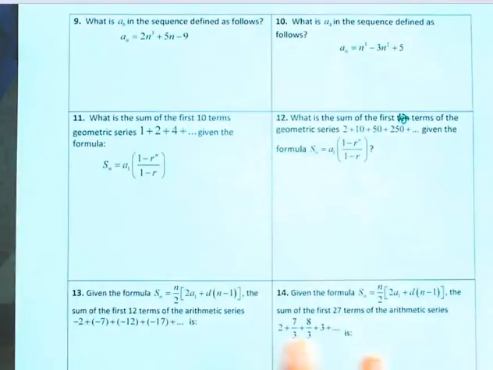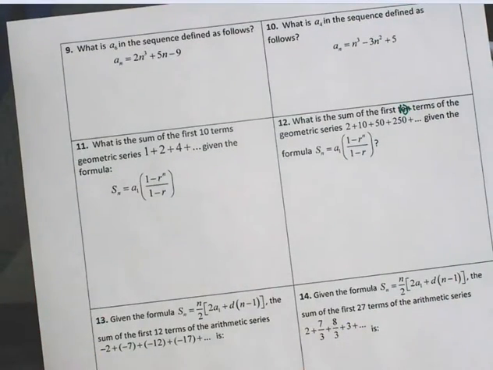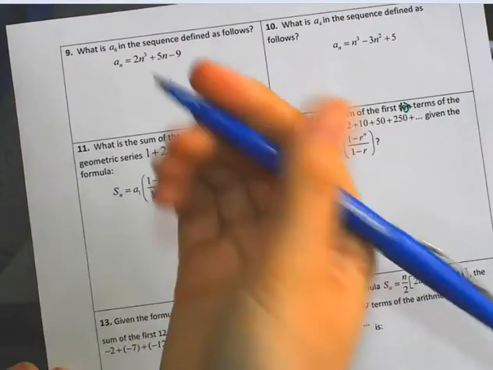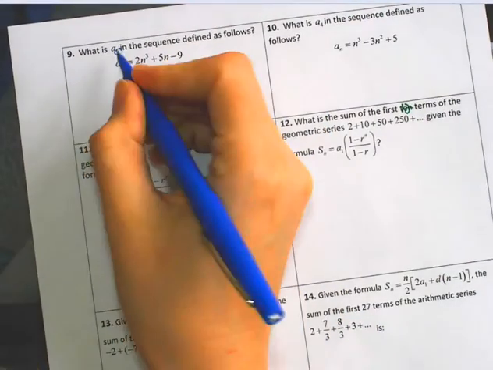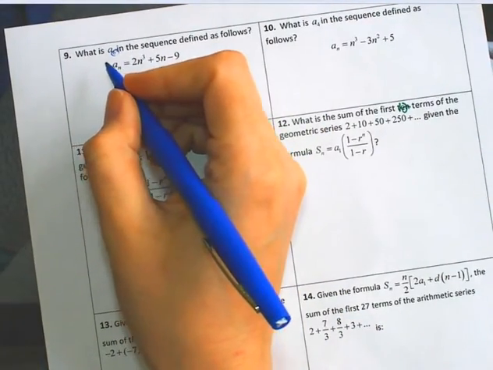Okay, let's go to the next page. Notice we haven't used our formula sheet yet, but we will in just a second. All right, what is a sub 6 in the sequence defined as follows? Okay, so again, we have another explicit formula that we're looking at.